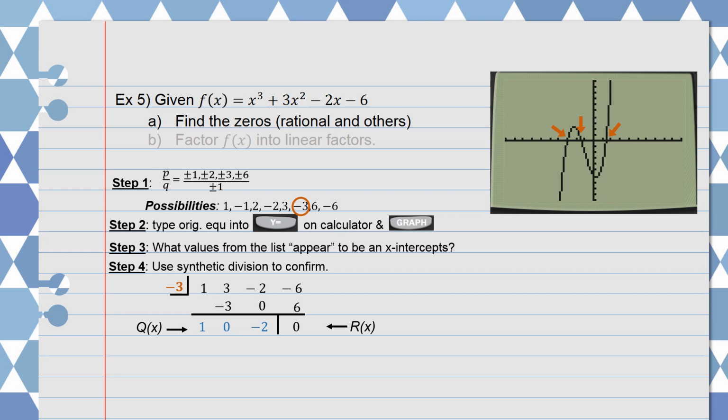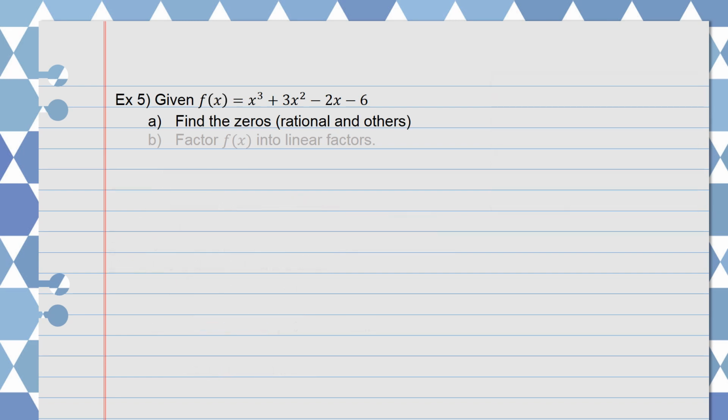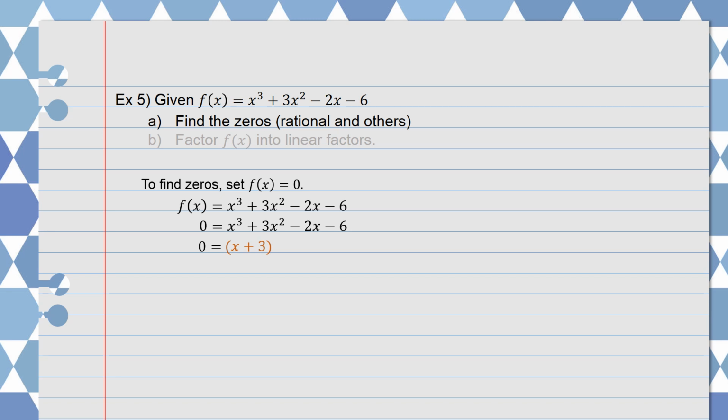Yes, since our remainder is 0, that means that -3 is a 0 of the function, which means x plus 3 is going to be a factor. Now to find the zeros, we must set the function equal to 0. So we have the original function, and where you see f of x, we simply place a 0. Now remember, we just did synthetic division and we found a factor. Our factor was x plus 3.